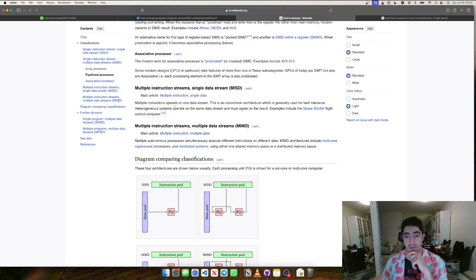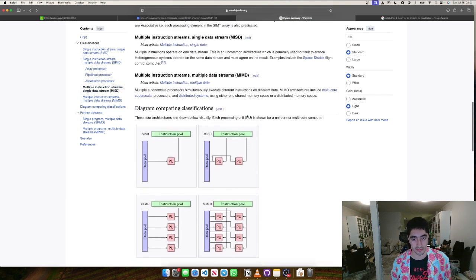This is an uncommon architecture which is generally used for fault tolerance. Heterogeneous systems operate on the same data stream and must agree on the result. Examples include space shuttle flight control computing. Oh, interesting. So you have multiple computers calculating the same thing, single data stream, and then they should all get to the same conclusion.